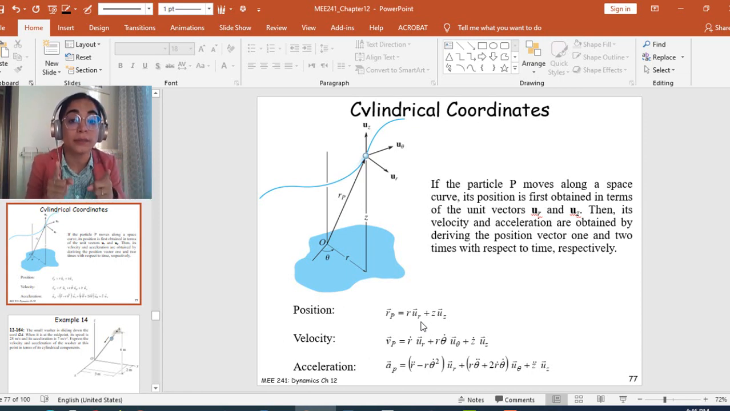I want you guys to do it by yourself. You have to derive the velocity, you have to derive the acceleration, and you have to show me how, as I did for the normal and tangential directions. And you have to record a small video, not more than 5 minutes, explaining how you can find vp, ap by using the chain rule and by deriving the position in cylindrical coordinates.